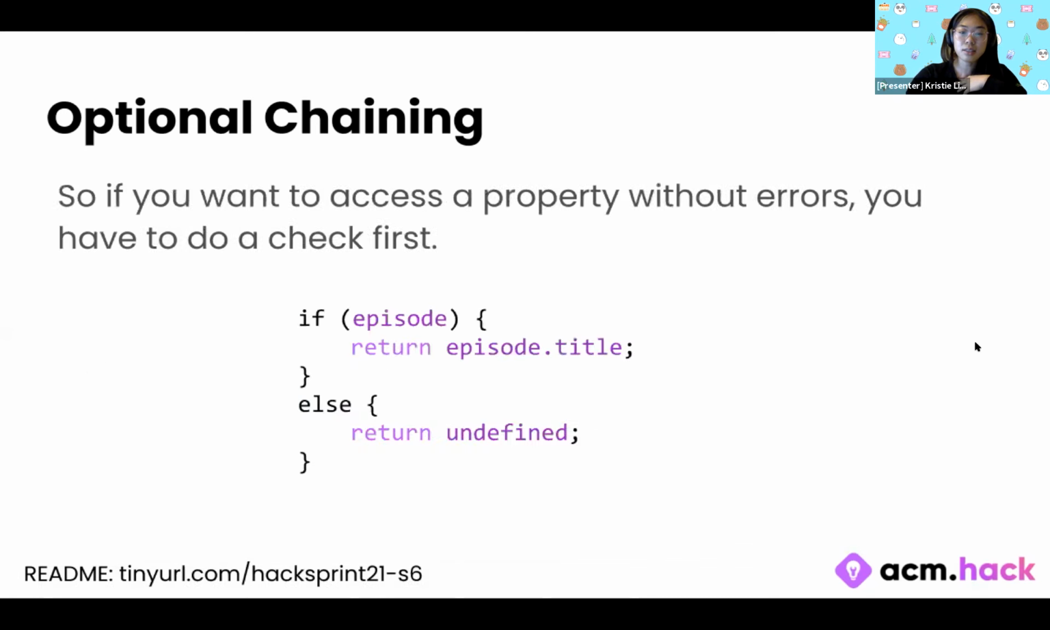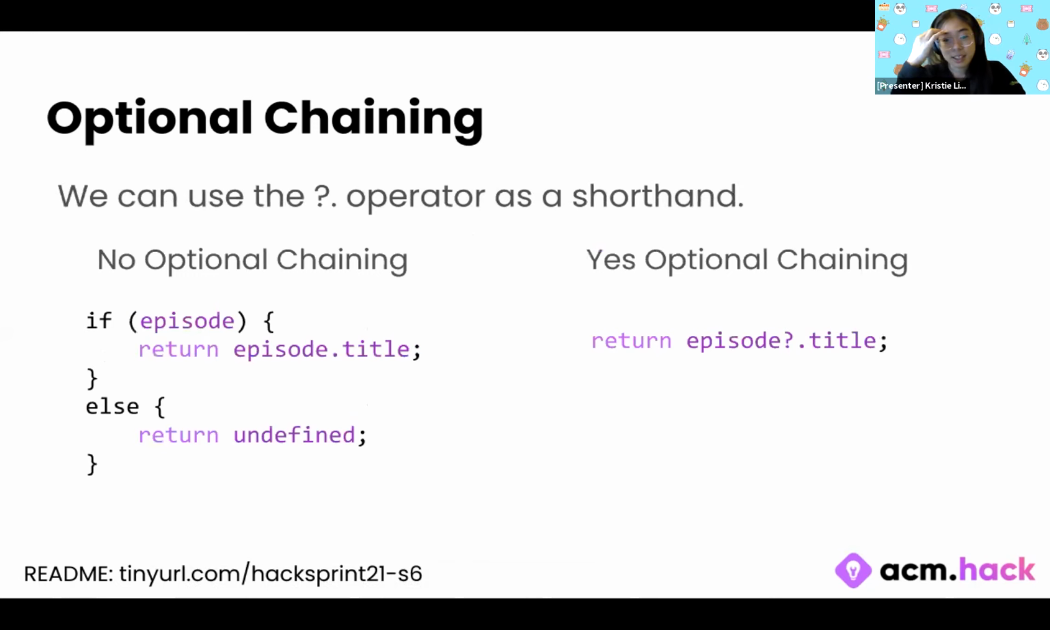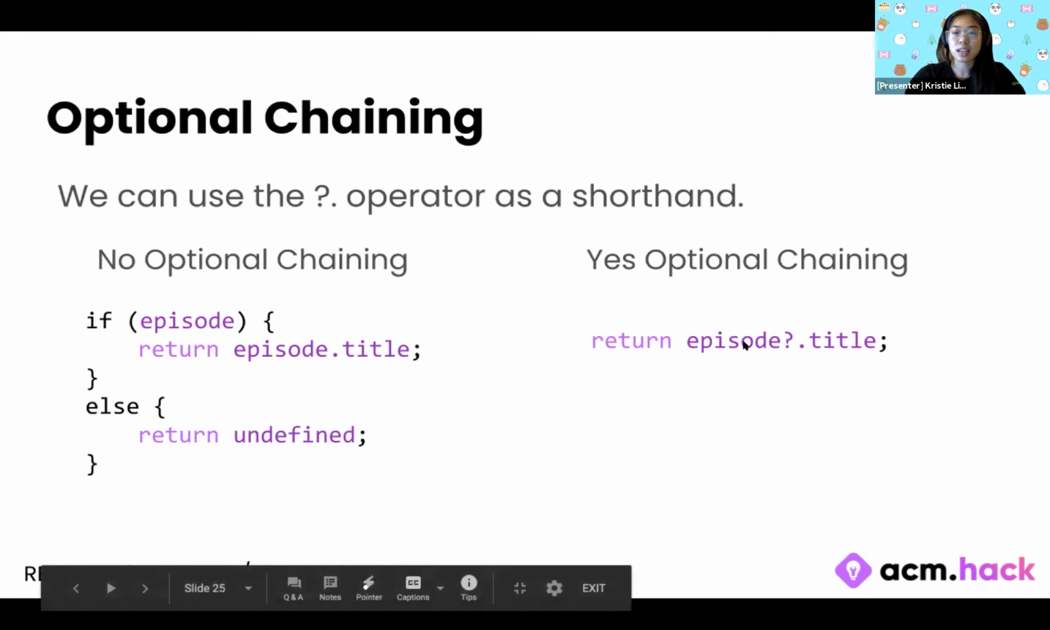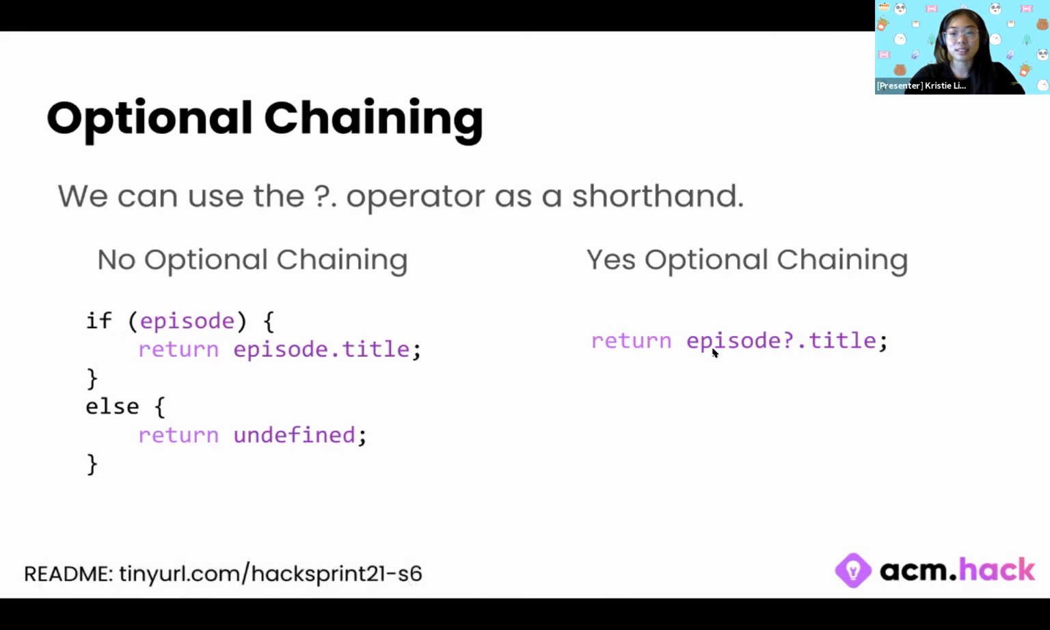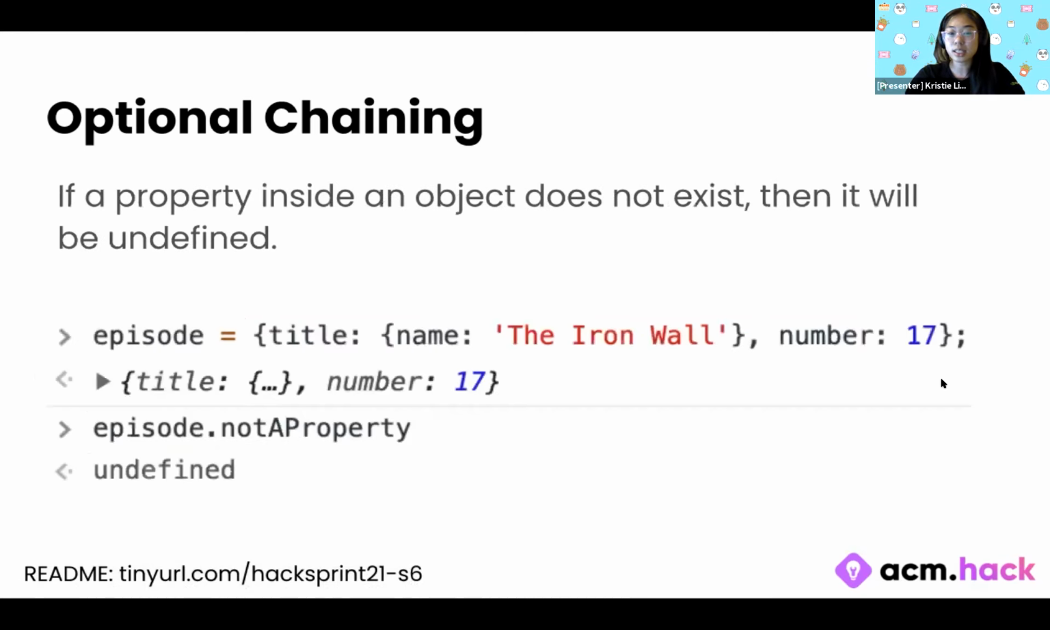If you didn't want this error, you would have to add a check. So for example, you can use an if statement to check if episode is defined or not. If it is defined, then return episode.title, otherwise return undefined. And the short way to write this is with this question mark dot. So instead of using this check, you just return episode?.title. In this case, it's not that much shorter, but it does get much shorter as you have nested properties.